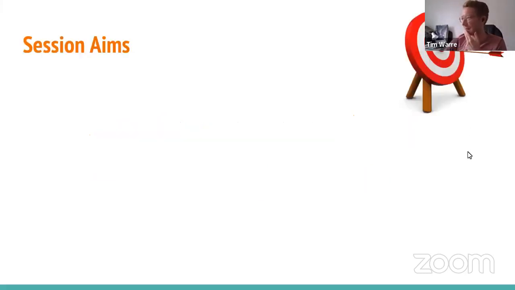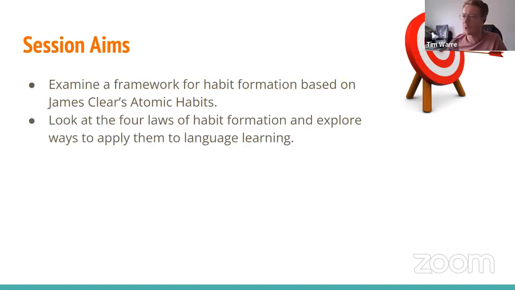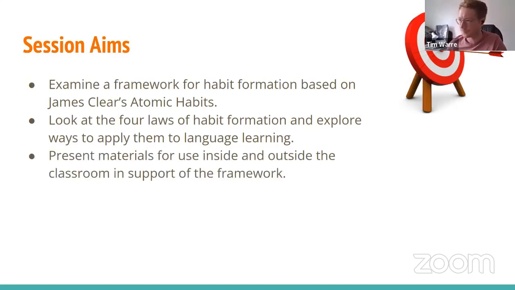Okay, so the aims for today's session: we're going to look at the framework for habit formation that comes from James Clear's Atomic Habits. We're going to look at what he describes as the 4 laws for habit formation. So ways that you can form healthy, good habits, and also ways that you can get rid of less healthy habits. And we're going to look at ways to specifically apply these to language learning, using them inside and outside of the classroom. We're also going to present some materials that you can use in the new year in the classroom to support the use of the framework.